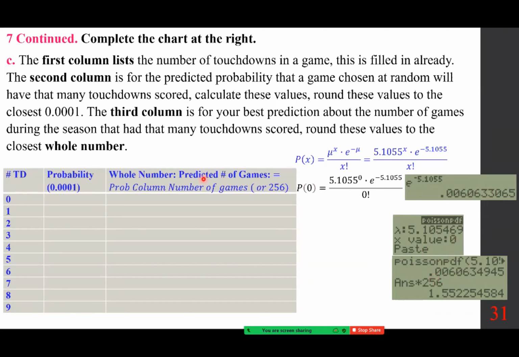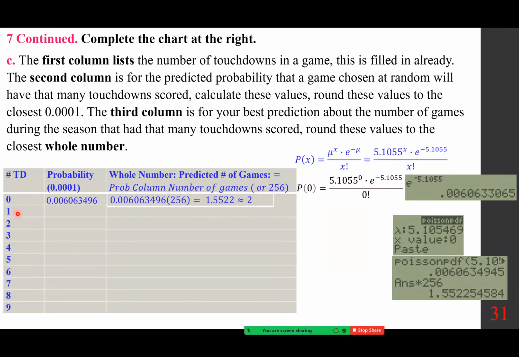Because of the third column, the last column. The third column is for your best prediction about the number of games during the season. So for 0, the probability is this much. So we have 256, we're going to multiply it by 256. So this number comes from here or here. This number is the product of this and 256, which is this number. Now, this must be rounded. How? Accordingly. 1.55 when you round it becomes 2.